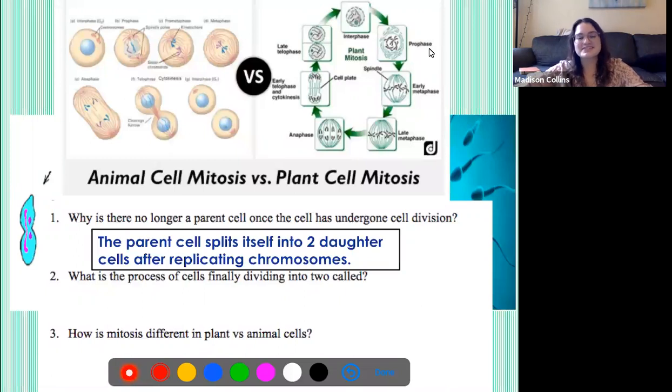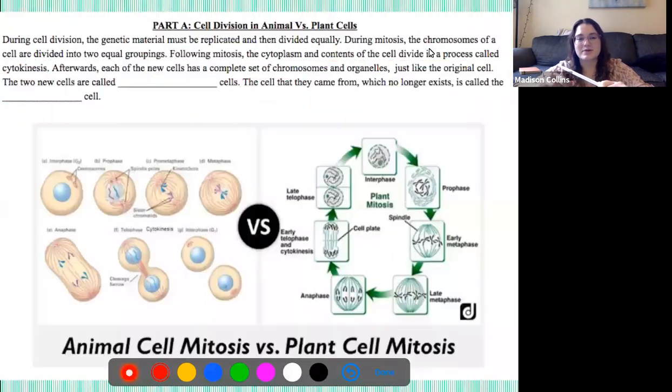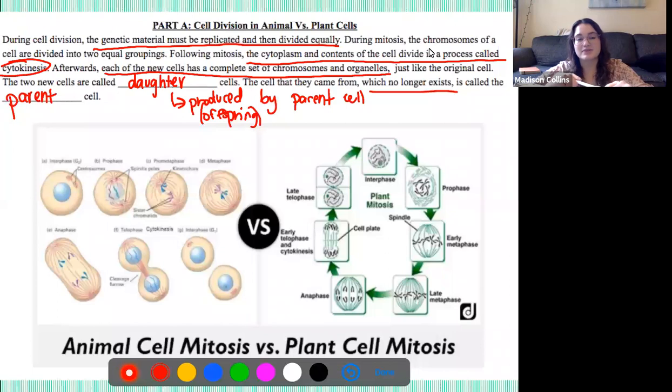Number 2, what is the process of cells finally dividing into 2 called? Okay, take another look at this passage. Pause this, figure it out, and then press play when you figured it out.